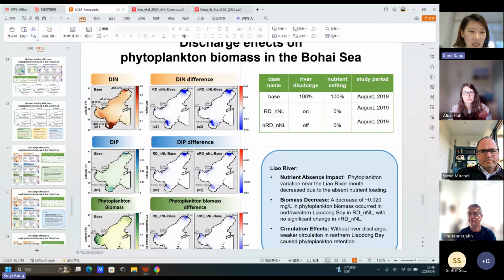So for the Yellow River flux, we have the daily data. So we just put the daily river discharge flux in the open boundary. So for the others, we haven't taken it into consideration.